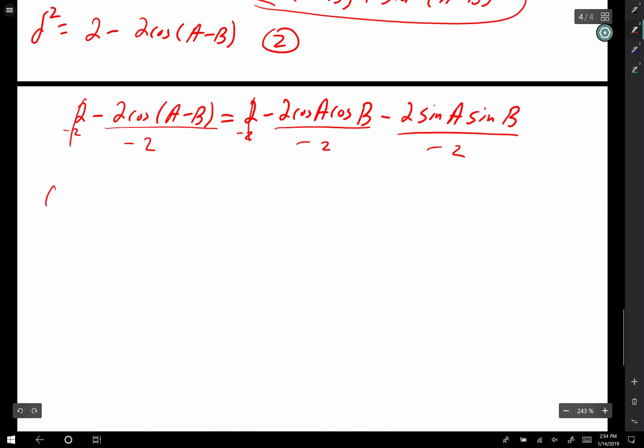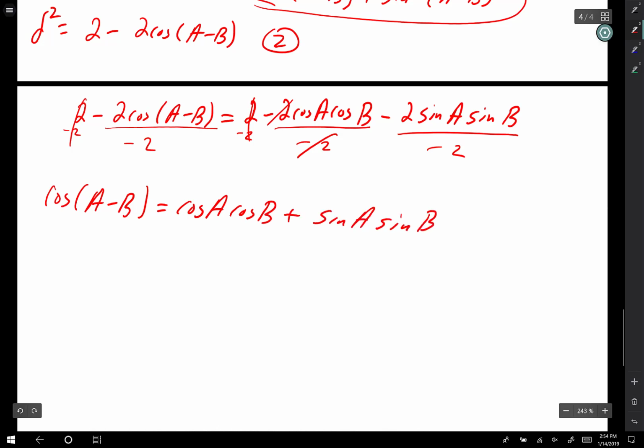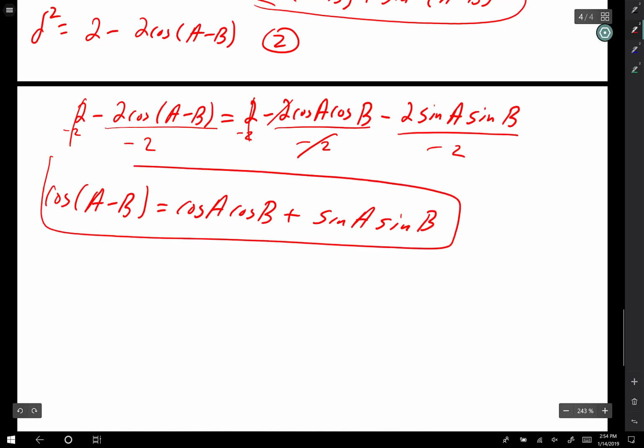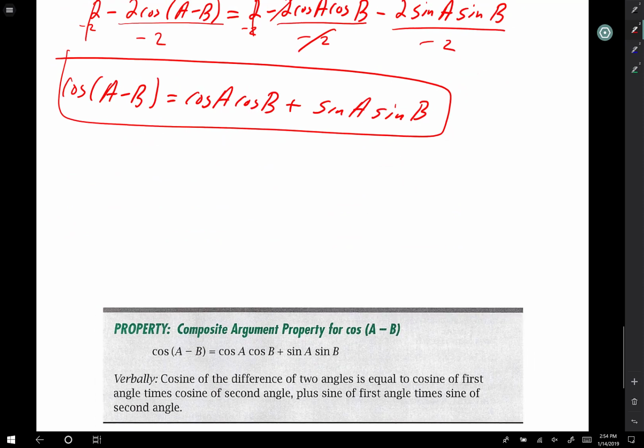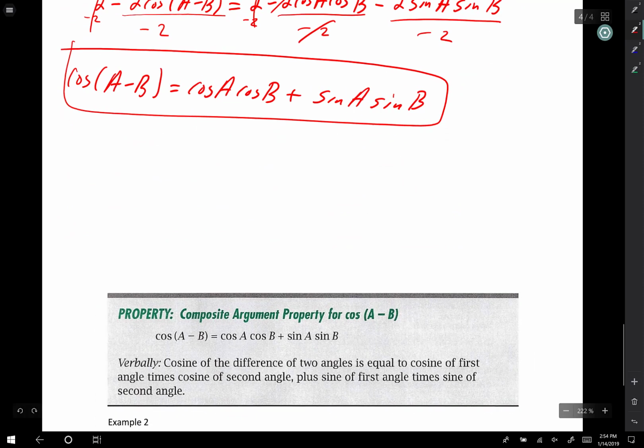And finally, look what you got, guys. Cosine a minus b equals cosine a cosine b plus sine a sine b. Look how beautiful this is. And let's see if it matches. Oh, it would suck if it doesn't match. Look at that.